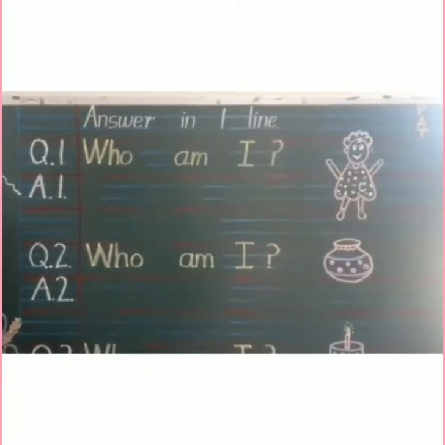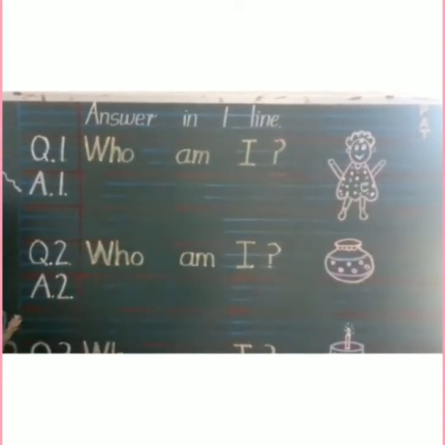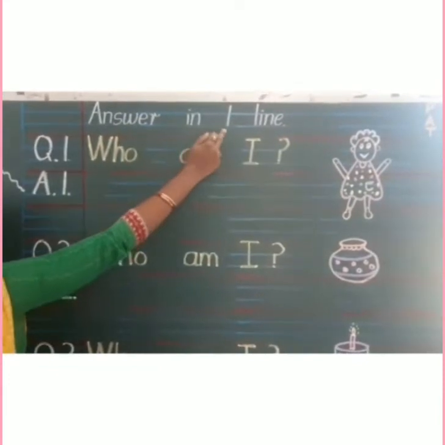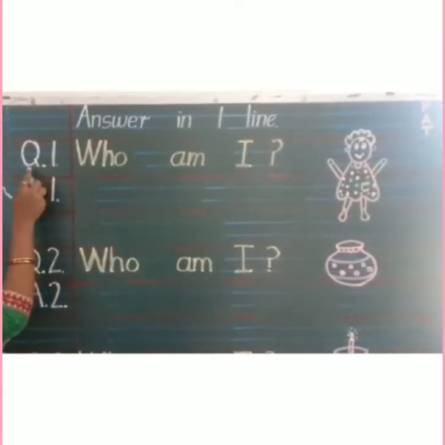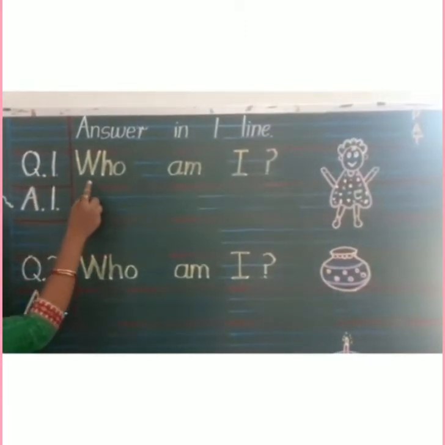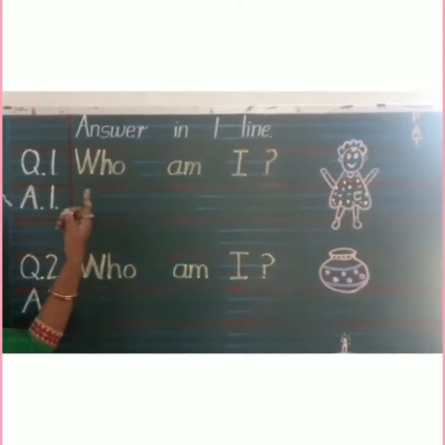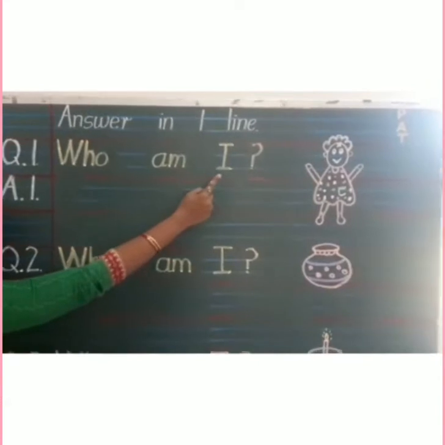So children, now we will be doing this exercise. Okay, answer in one line. Q dot, one dot. That is question number one. WHO, who, kaun, who am I?